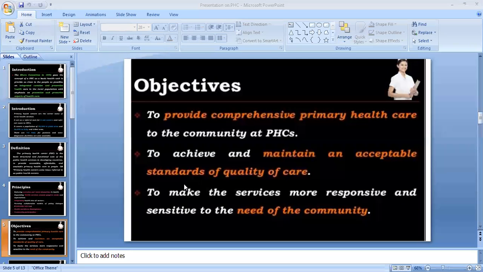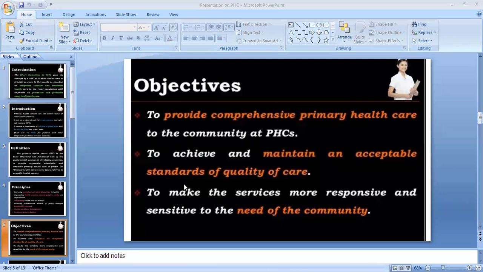Now we have some programs like Adarani 108, even Mamoni, Mazoni, before all this we have. So these are nothing but some kind of services to maintain the quality care. These are some standards, they won't discriminate anything. This is for everybody and this is acceptable by everybody. Next is to make the services more responsive and sensitive to the need of the community.